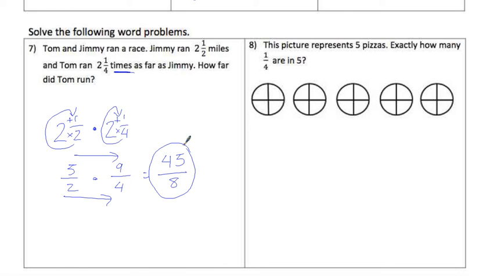Now number 8 is a tricky one, because in this one, we're doing a picture representation of multiplication. We're kind of dividing it, but thinking of it in a multiplication way. So it says this picture represents 5 pizzas, so they drew 5 pizzas, and exactly how many 1/4 are in 5? Well, the denominator is 4. Do you see how they're all broken up into fourths? The numerator is the 1, so this is the group. So I want groups of 1.